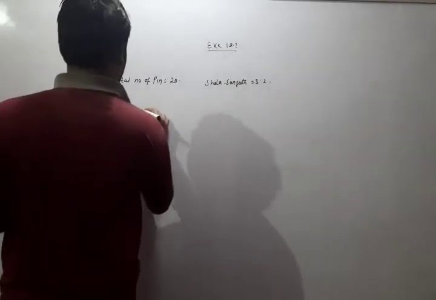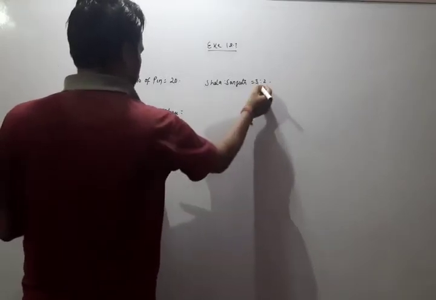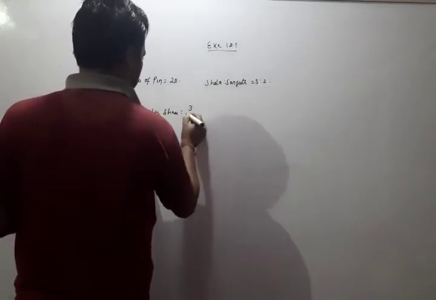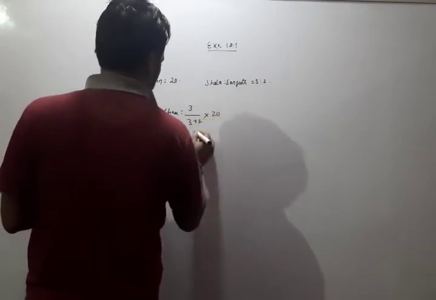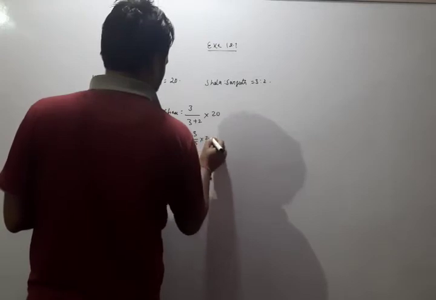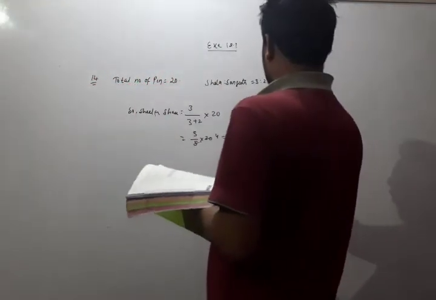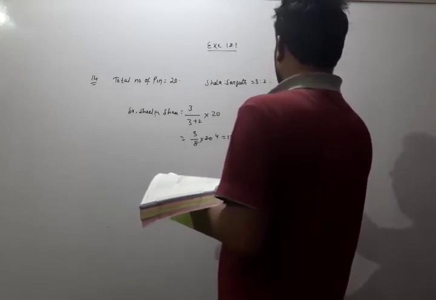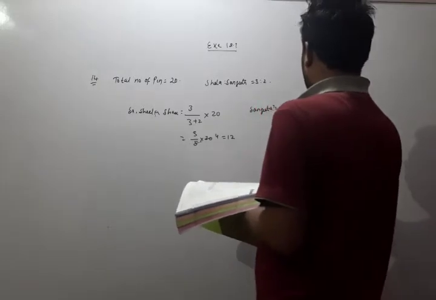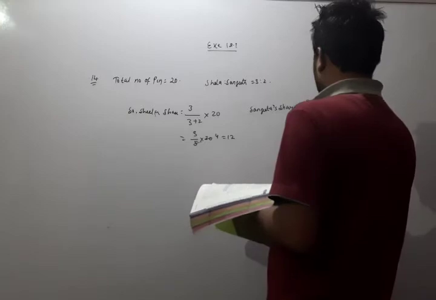So Sheila's share will be, what is its proportion ratio? 3, add the ratio 3 plus 2, multiply by total. So 3 upon 5 multiply by 20, 12. So Sheila's share will be 12. Similarly, Sangeeta's share will be 2 upon 5 into 20, 8.